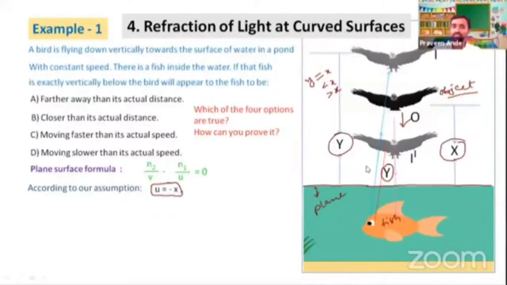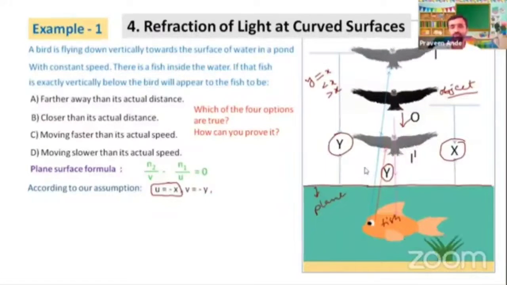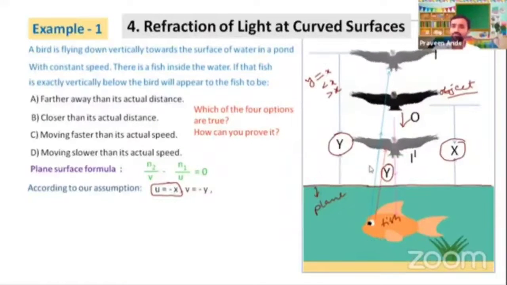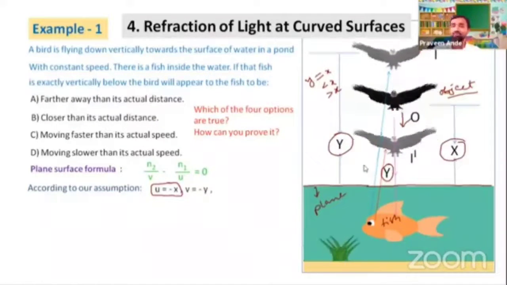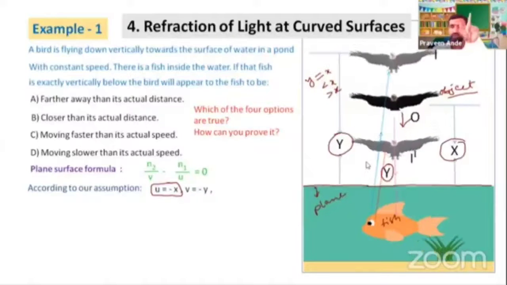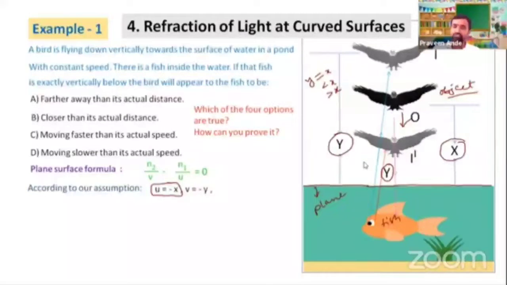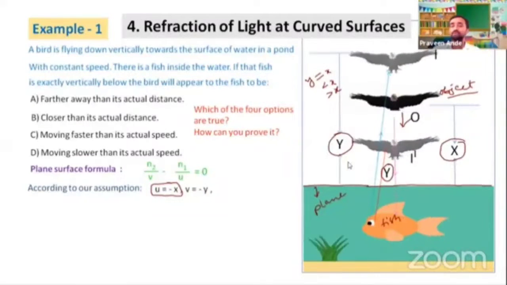Then what is image distance? v is equal to, it is y. It may be for the closer bird or far bird, whatever it may be. It is also negative because it is also measured above the water surface, upward, opposite to the direction of the incident light ray.